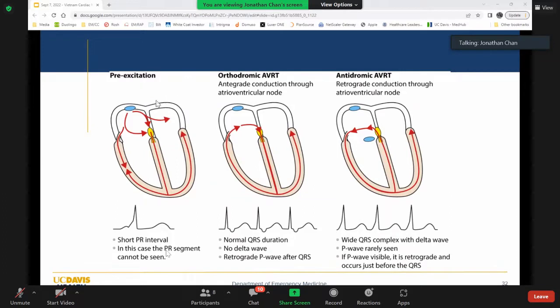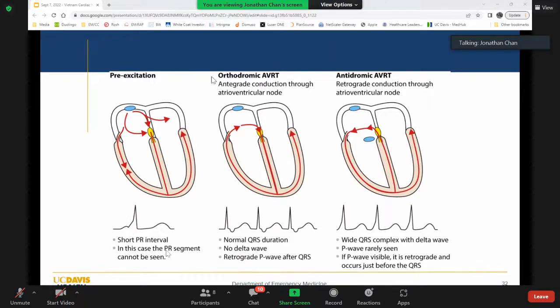There are different types that we can look at. We can see the pre-excitation here. We can see where the accessory pathway is right here. And what we see is a short PR interval, or sometimes the PR segment cannot even be seen. And this is where you get the delta wave, which is very classic for Wolff-Parkinson-White, this little sloping of the wave right here between the P wave and the QRS complex.